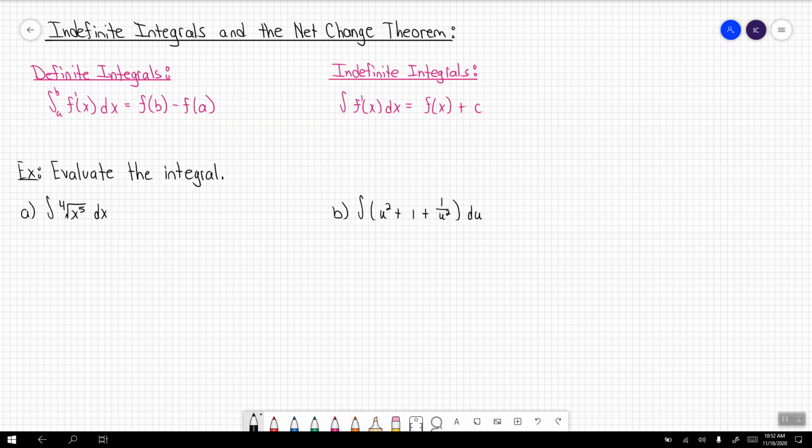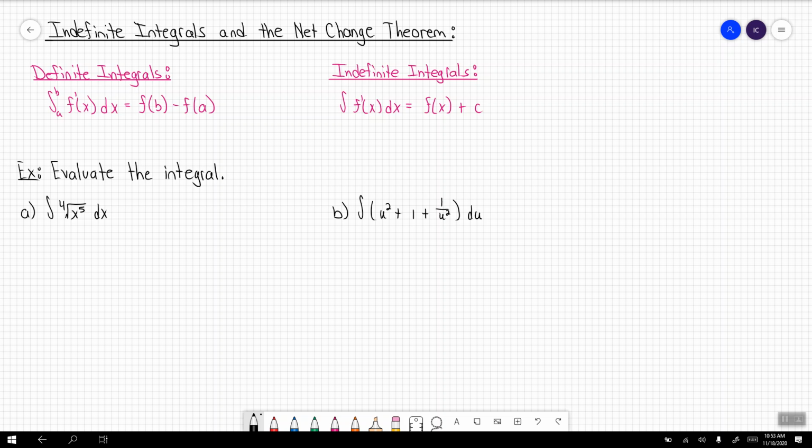Hi everyone, welcome back. In this lesson we're going to be talking about indefinite integrals and the net change theorem. First I want to mention that we've been discussing this whole idea of definite integrals, and that's where we identified that these definite integrals were finding some area underneath the curve, and it was more of a net area that was being identified.